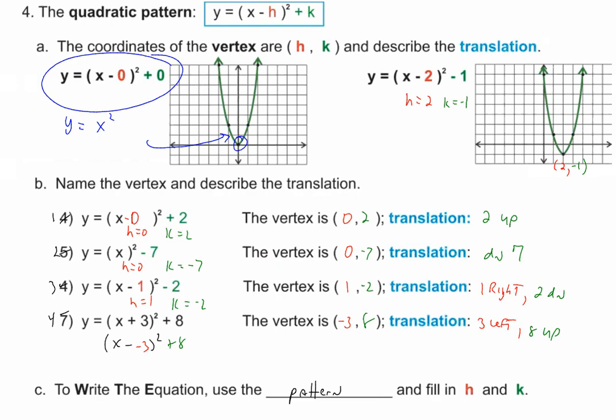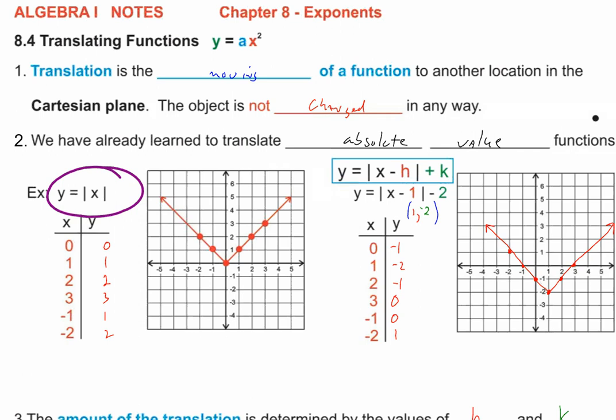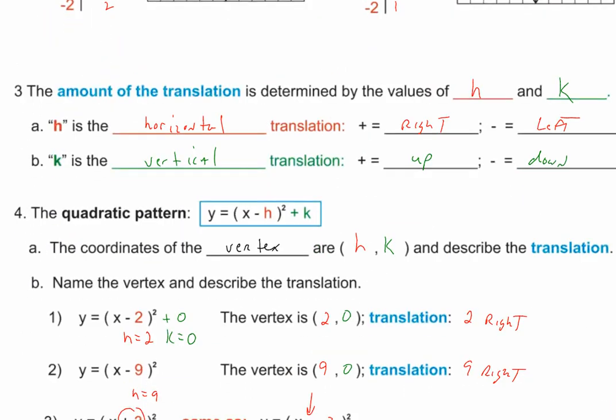Hey, translations, they're not hard. What is translation? Moving a function to another location in the Cartesian plane. The object isn't changed technically in any way if it's a true transformation. Okay? We've done absolute value before. There's the absolute value pattern. Notice how similar it is to the quadratic pattern. Again, what are the differences? Instead of absolute value, we have parentheses, and then the quantity is squared. That makes it quadratic, the fact that we have a variable squared.